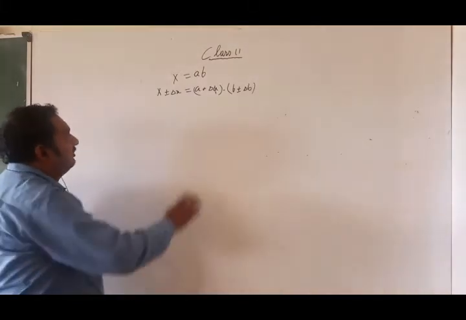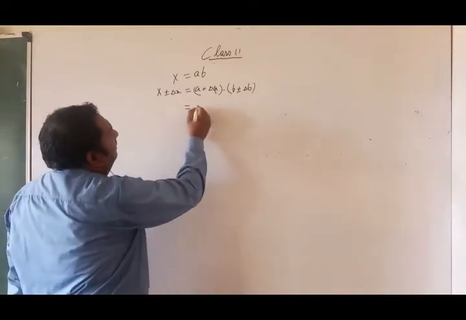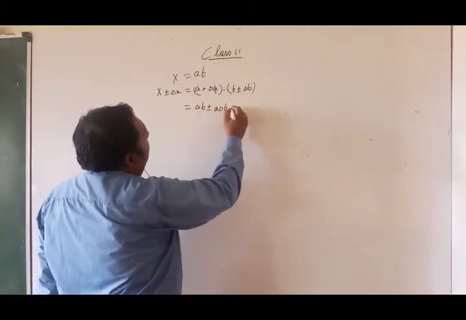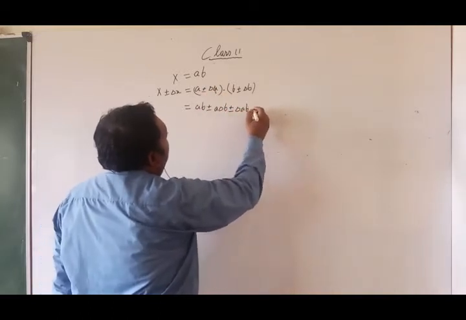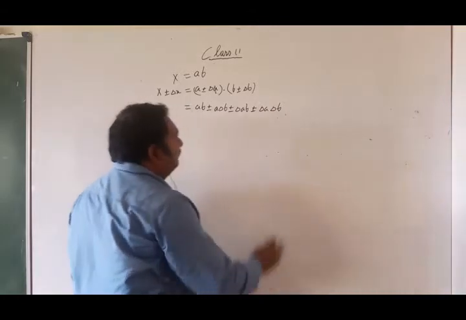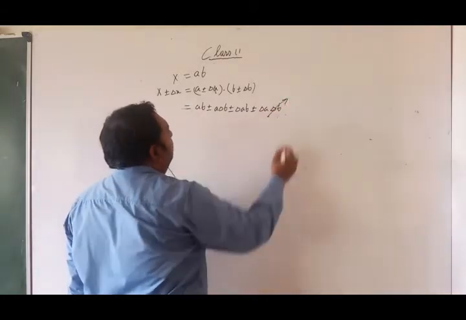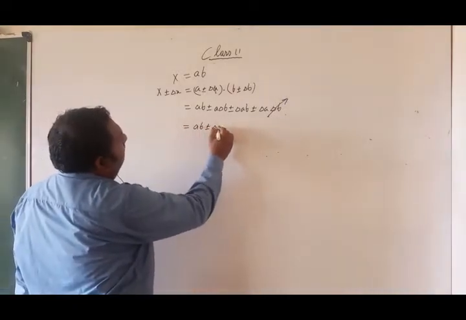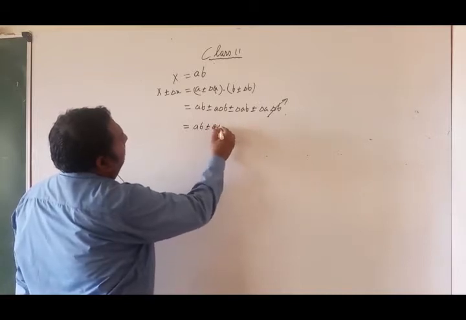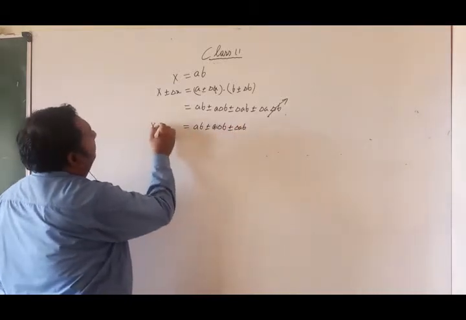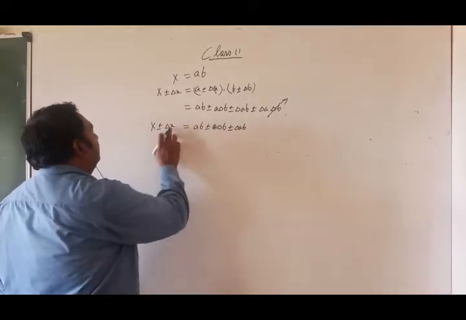Now you can multiply A with this function. So here AB plus minus A del B plus minus del A into B plus minus del A into del B. Now these two quantities are very small, so we can neglect them, and we are remaining with only these quantities: AB plus minus A del B plus minus del A B. This is x plus minus del x.